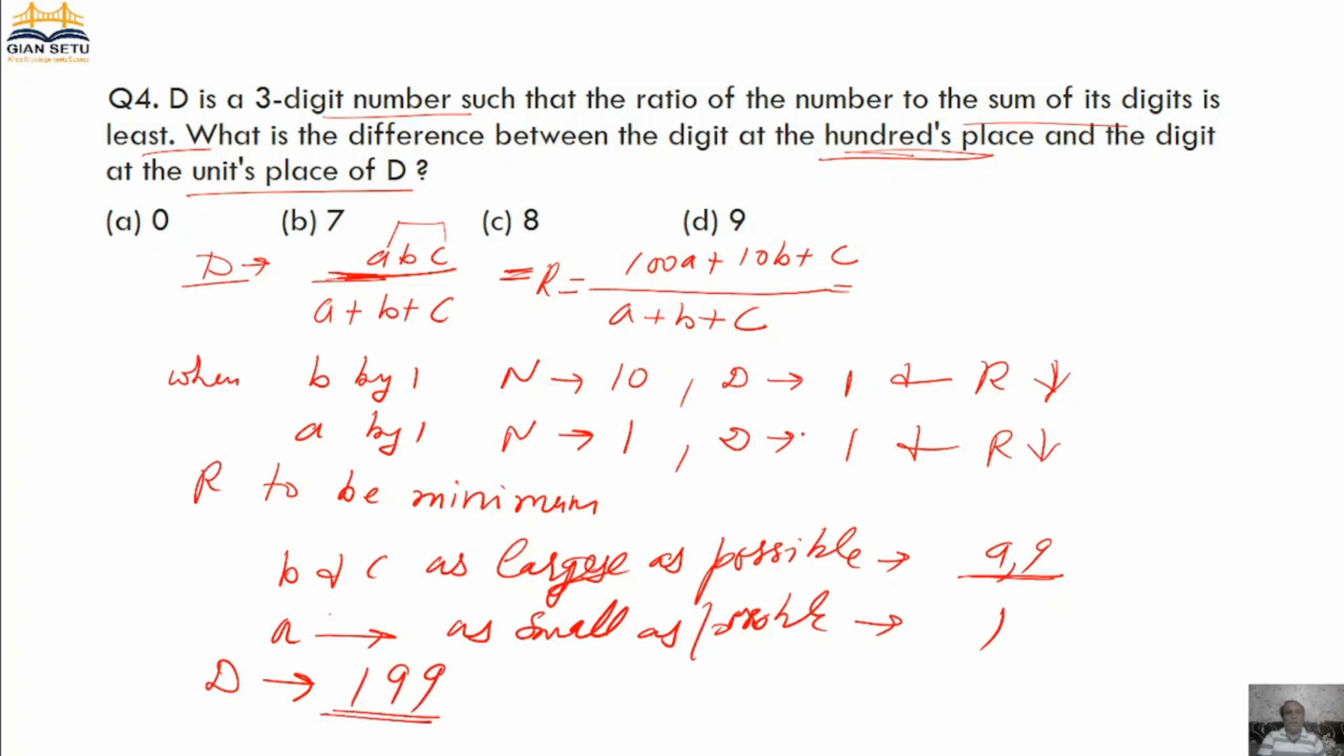Now we are required to find the difference between the digit at the hundreds place and the digit at the units place, and the difference between the two digits will be 8, right? So the answer is C here. Let's move to question number 5.